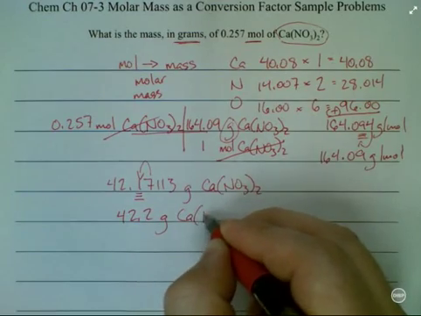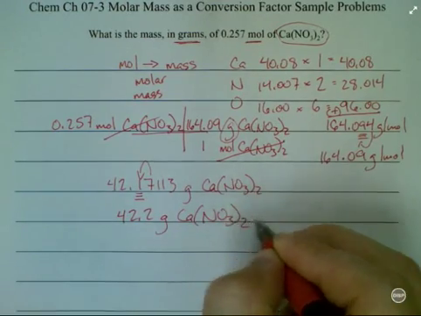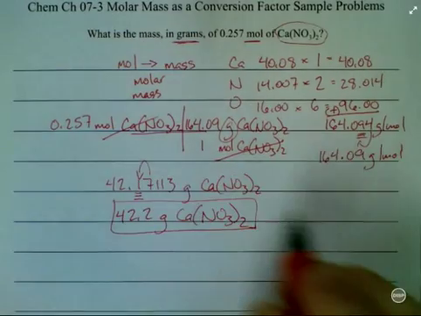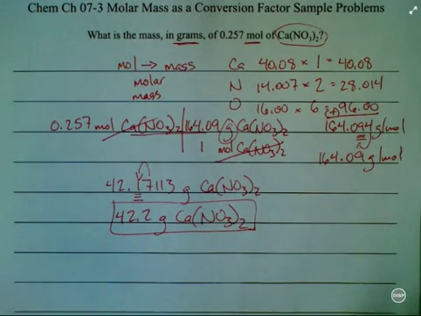So what I'm going to report, again, I am including the units here, is that 0.257 moles of calcium nitrate are equal to 42.2 grams of calcium nitrate.